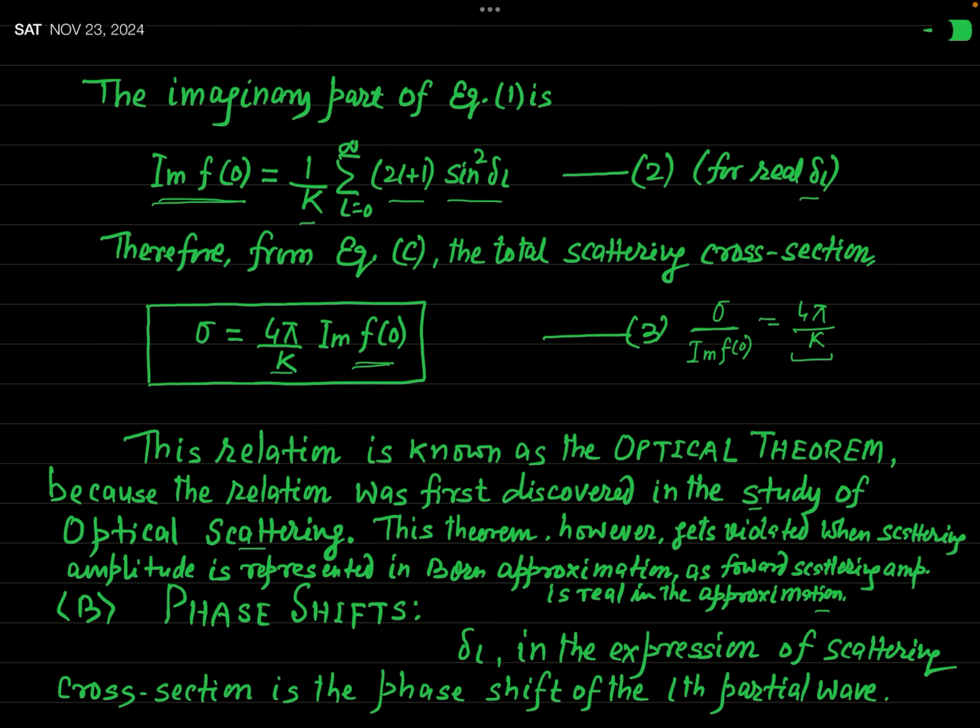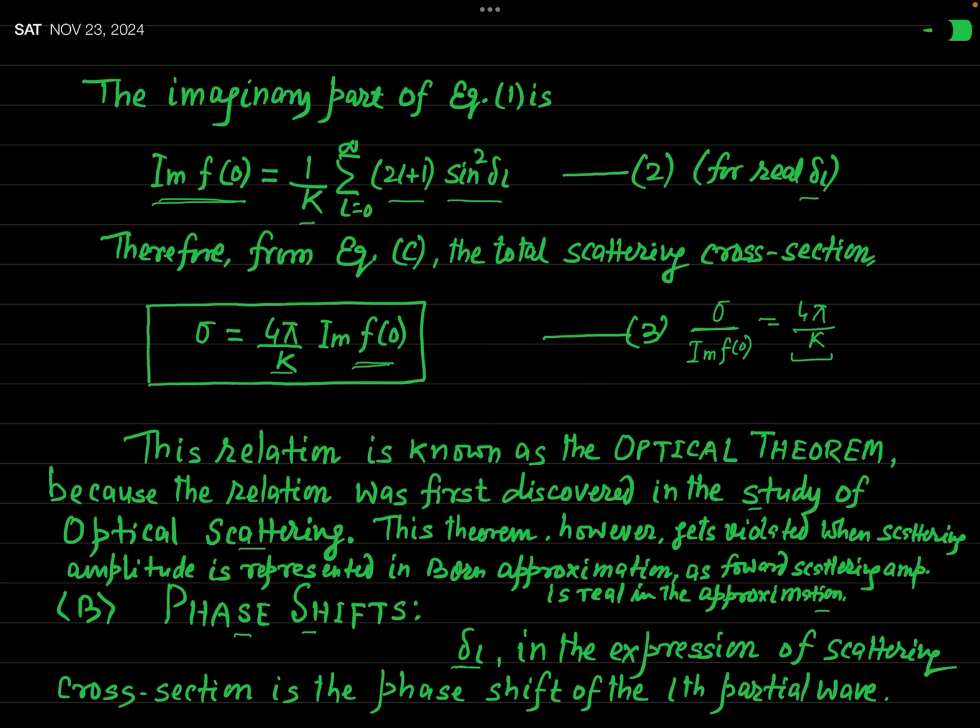Now, actually, the basic aim of this lecture is to discuss the concept of phase shifts. So now let us start to know what this phase shift is, how it can be, and how it can be determined. Actually, you have seen that in all those three expressions which I have mentioned earlier, this quantity delta L is present. And this delta L, in the expression of a scattering cross section or in the scattering amplitude, is known as the phase shift of the Lth partial wave.